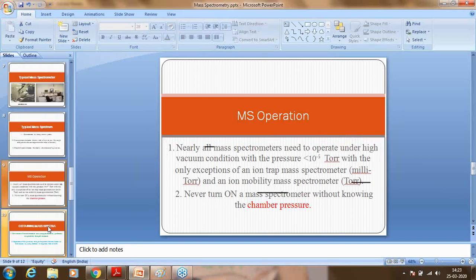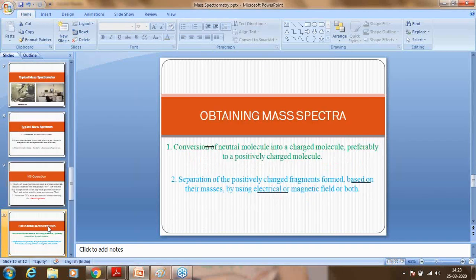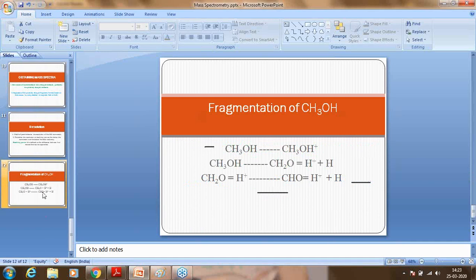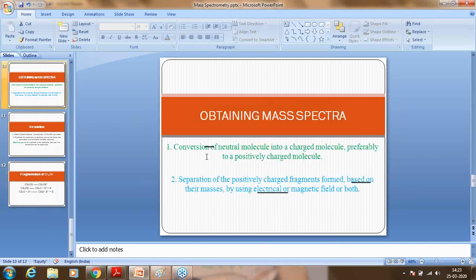Okay. Next, obtaining a mass spectrum. How will we obtain the mass spectrum? Conversion of a neutral molecule, as I told you, giving the example of methanol, right? So conversion of a neutral molecule into a charged molecule. How will you convert it to a charged molecule? By putting it into the ionizer. In the ionizer, the neutral molecule is bombarded with fast moving electrons, and those fast moving electrons convert the neutral molecule into charged molecular species or charged fragments, preferably positively charged.